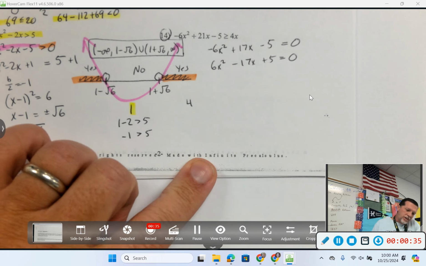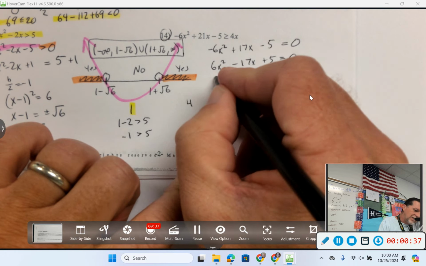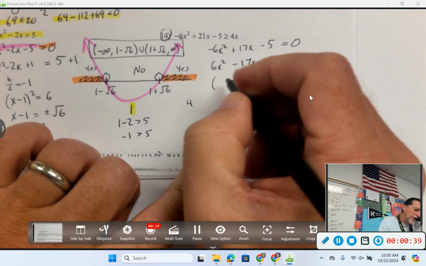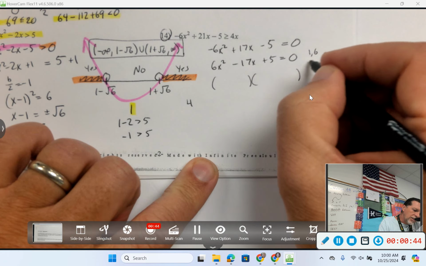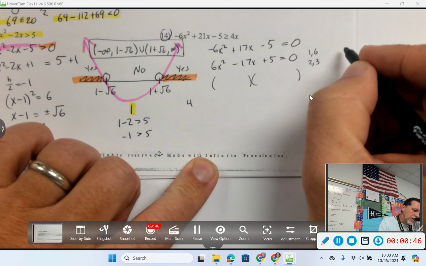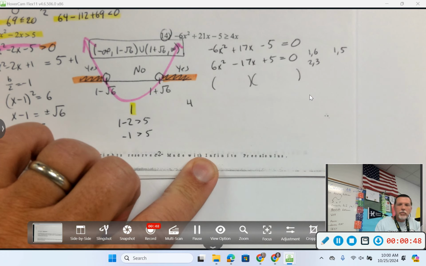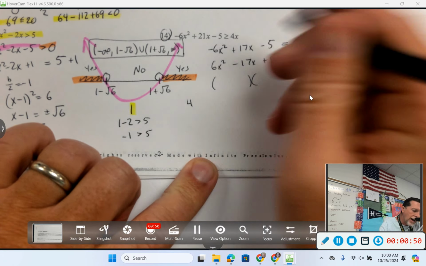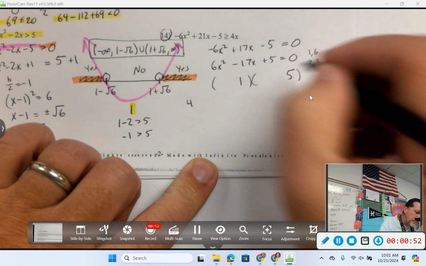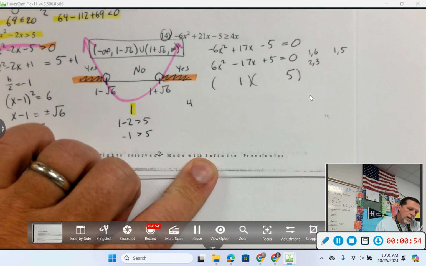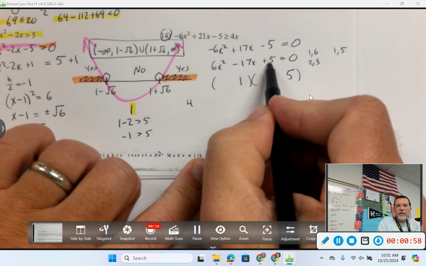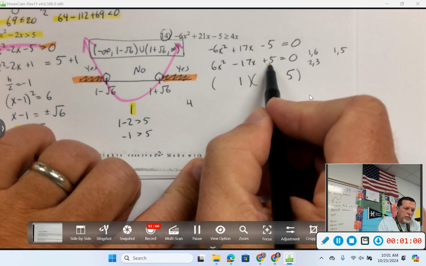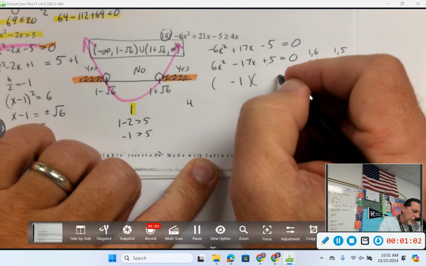And now is where, can I get to 17? Will it factor? See, my options are 1 and 6 or 2 and 3 for the first one. And my options for the second one are only 1 and 5. So I'm going to go ahead and put the 1 and the 5 there. And signs, they'd have to both be negative to multiply to a positive and add to a negative. So I can put those in pen.